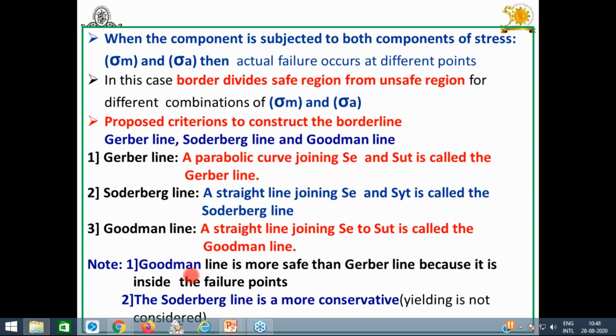When a component is subjected to fluctuating or alternating load, what is the criteria? The fatigue diagram is the criteria. But out of the Soderberg, Gerber, and Goodman, the Goodman plays an important role. That's why I always use the Goodman line. Try to understand, these are the reasons. That's why our focus should be on the Goodman line. So while solving the problem, we are going to use a Goodman line.